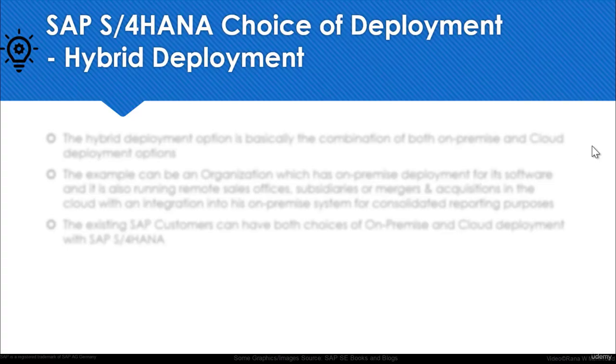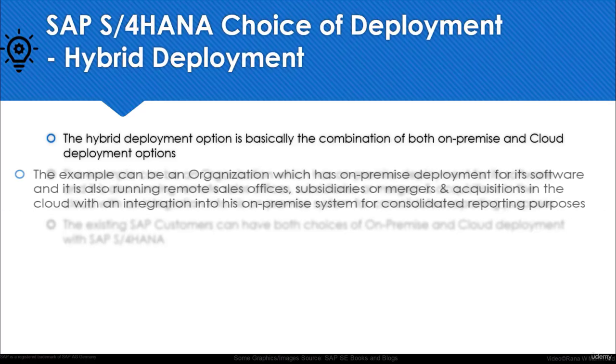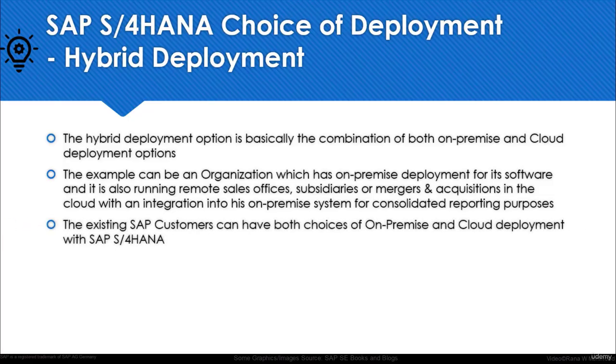The third deployment choice is hybrid deployment. The hybrid deployment option is basically the combination of both on-premise and cloud deployment options. An example can be an organization which has on-premise deployment for its software, and it is also running remote sales offices, subsidiaries, or mergers and acquisitions in the cloud with an integration into its on-premise system for consolidated reporting purposes. The existing SAP customers can have both choices of on-premise and cloud deployment with SAP S4HANA Business Suite.